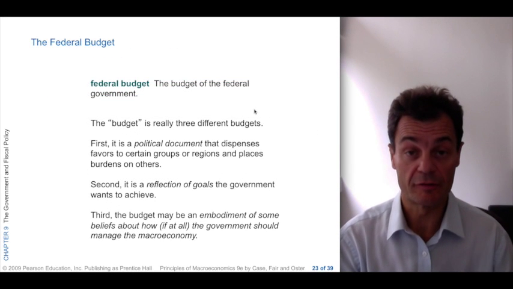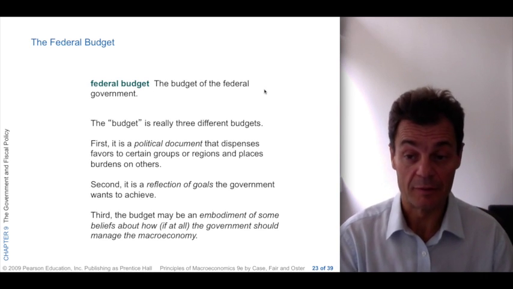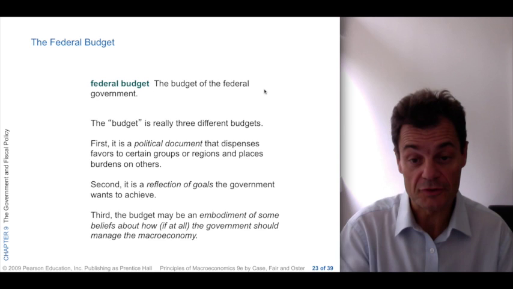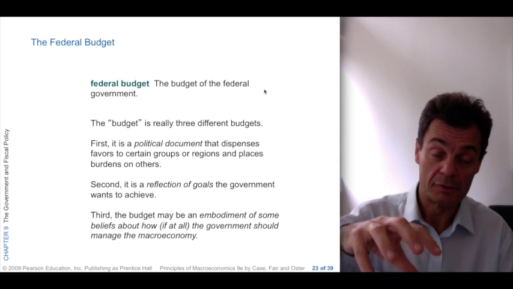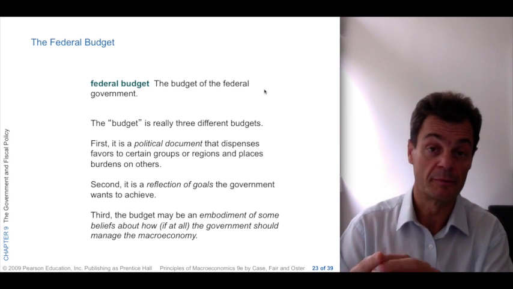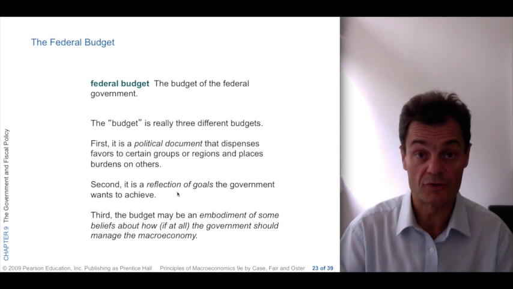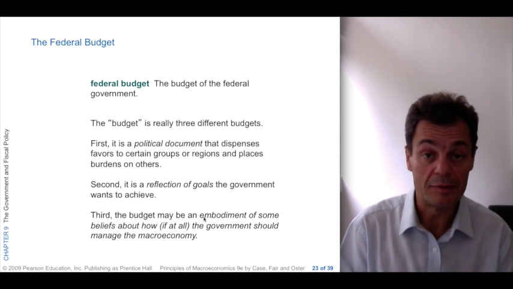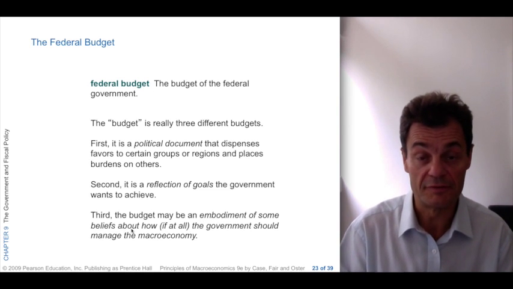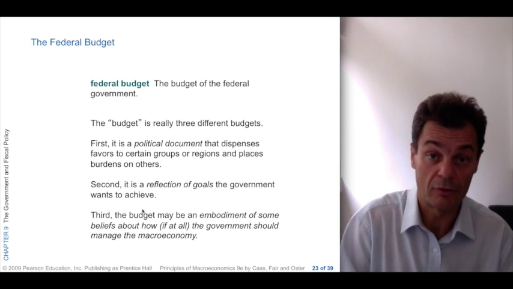Let us look now at the federal budget, the budget of the United States. The federal budget is actually comprising three different elements. It is first a political document that dispenses favors to certain groups and regions from other regions. So basically it is transferring money from certain groups of people to other groups of people and from certain regions to other regions. It is a reflection of the goals that the government wants to achieve, and it is finally maybe an embodiment of some of the beliefs of how the government should manage the macroeconomy, if at all.